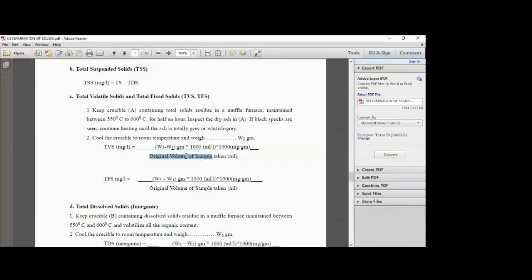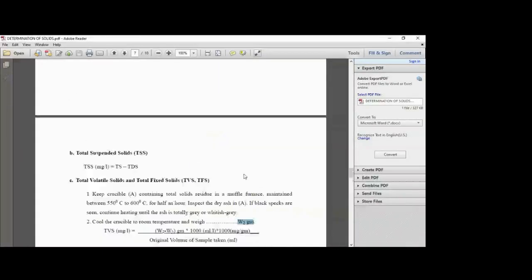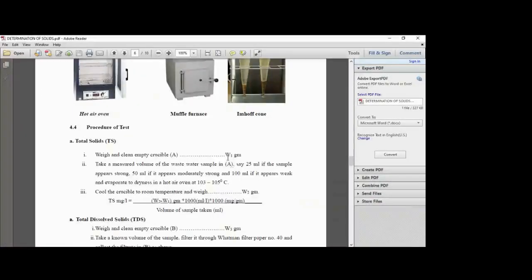We are going to keep the original sample of 100 ml here, and similarly we are going to find out TVS. In the same way, if I have to find out TFS, the formula will change: it will be W5, that is the weight of the crucible plus ash, minus W1, that is the empty weight of the crucible.